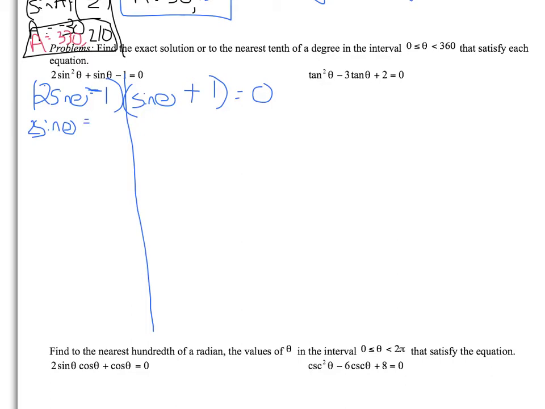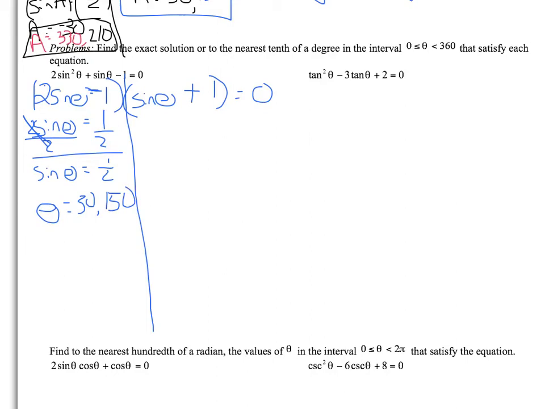When I set the first one equal to 0, I'll add the 1, divide by 2. So I get sine theta equals 1/2. Well, I've done all the work above, so I'm not going to show it again. I'm going to try to save some time. Once sine theta equaled 1/2, we got theta was 30 or 150.